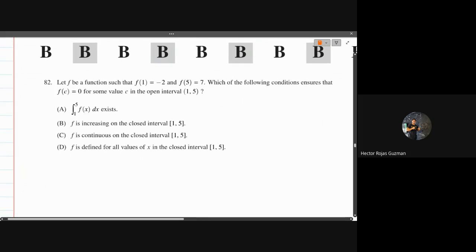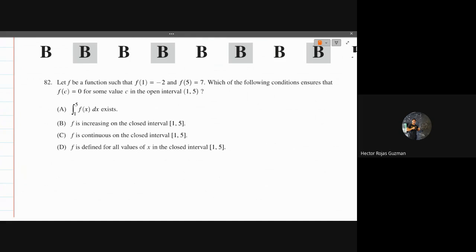I see some conditions given to me. Which of the following conditions ensures that f of c is 0? Without even looking at the choices, this already is screaming intermediate value theorem to me, right? We have a point and we start at -2. Then we have a point and we end at 7.